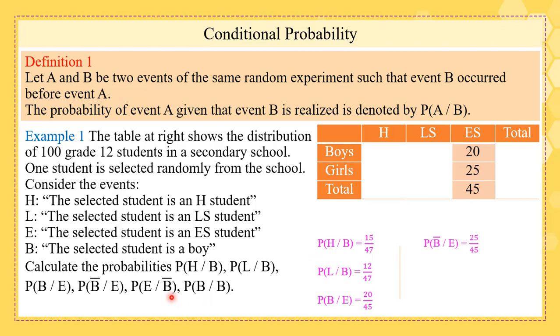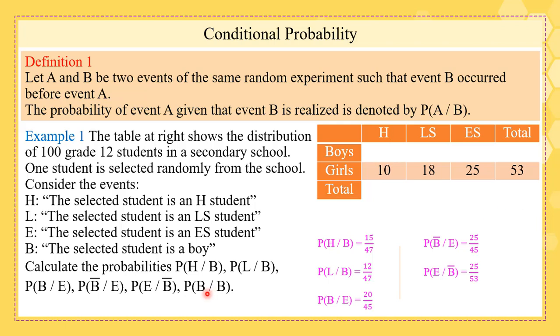Now the probability of E given B bar. In this case we go back to the whole grade 12 classes, and then we need the B bar. B bar means the girls, so we just come to the girls section, and from this section we calculate the probability of selecting an ES student. Now the probability of selecting an ES student in this case would be 25 over 53.